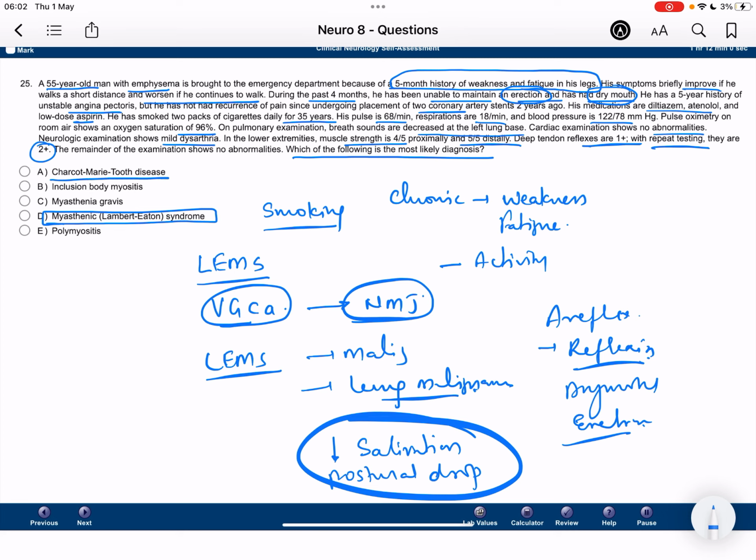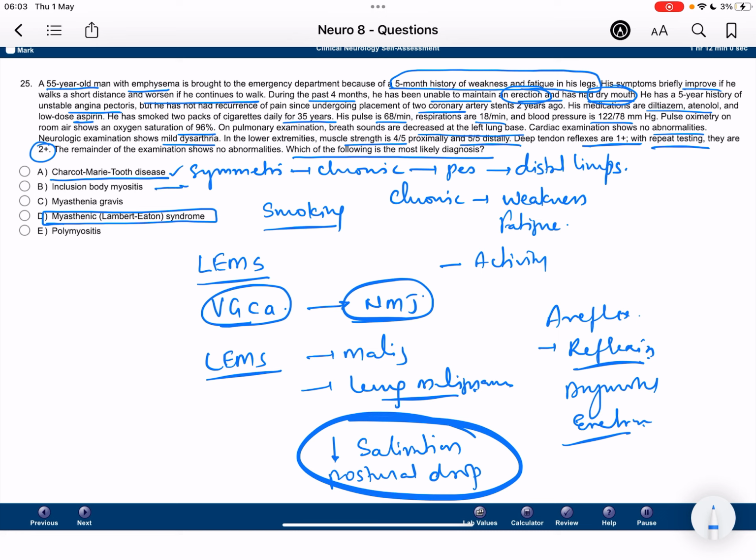Charcot-Marie-Tooth disease is generally a sensory motor neuropathy, but a symmetric sensory motor neuropathy. If the patient has chronic disease, it is usually pes cavus or contractures that we see in Charcot-Marie-Tooth disease. Most of the time it is the distal limbs that are affected. Next, we talk about inclusion body myositis.